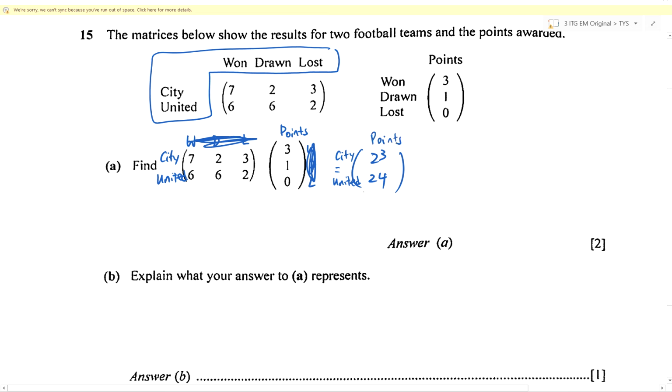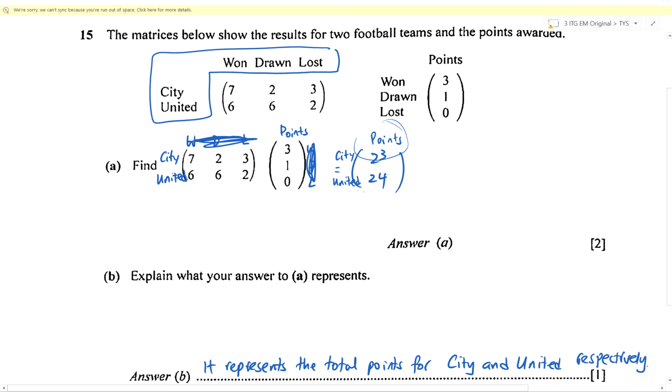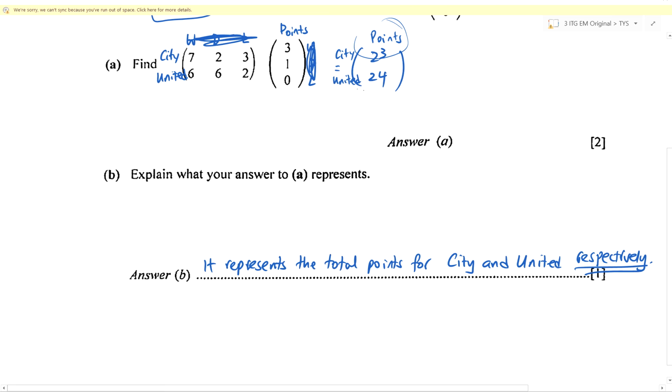So here we have it. The final matrix, the result of the matrix multiplication, has the header of City, United, which means the team names, and the total points. So your answer represents the total points for City and United respectively. Okay, this is a keyword.